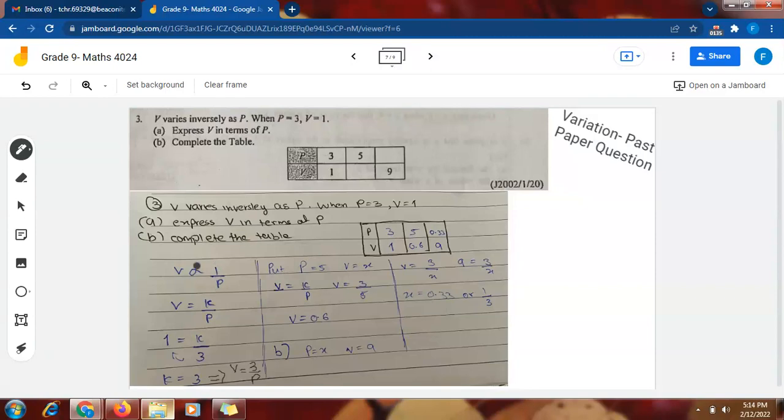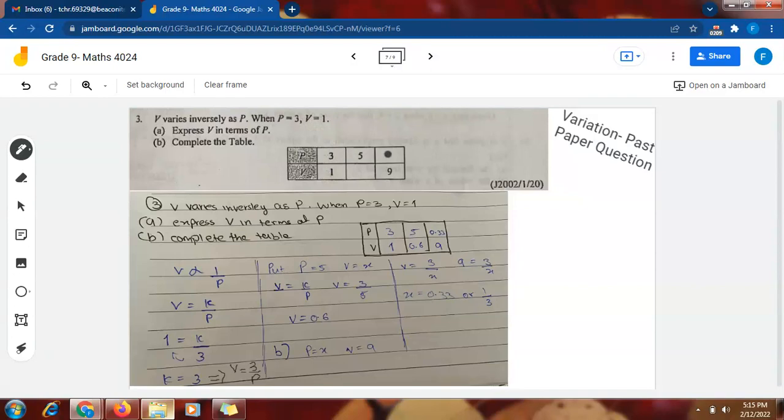The next step, I know that I have to replace this sign of proportional. When this sign of proportional is removed, we have to insert an equals to sign and a constant K. So the required equation will be V is equals to K upon P. This equation is telling me the relationship between V and P. Now the next task is to find the value of this K, and I know that after this sentence I will be provided with two values. The two values are P is equals to 3 and V is equals to 1. You can also see these two values in the table as well.